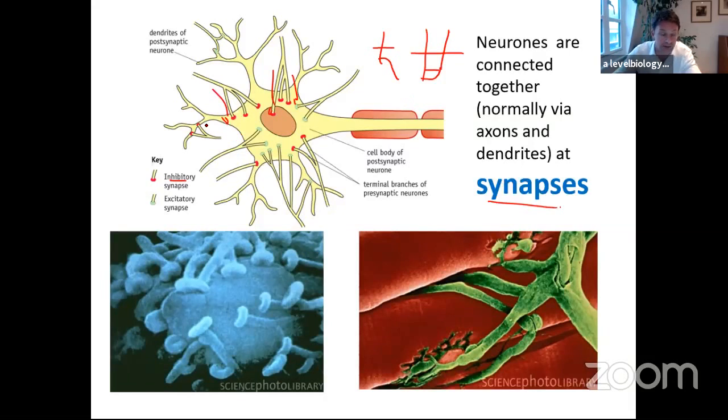This is the start of information processing: the relative frequencies of action potentials along the neurons to inhibitory or excitatory synapses.